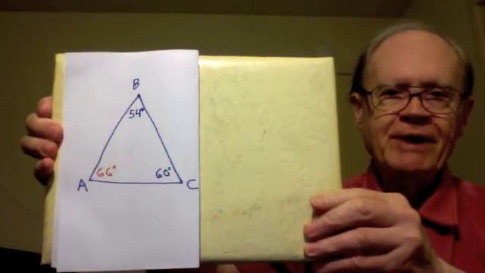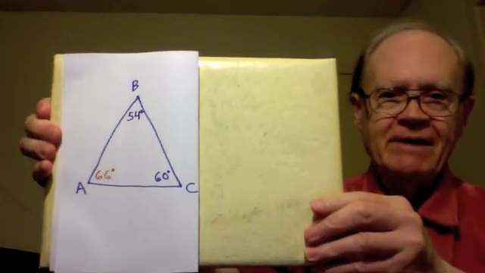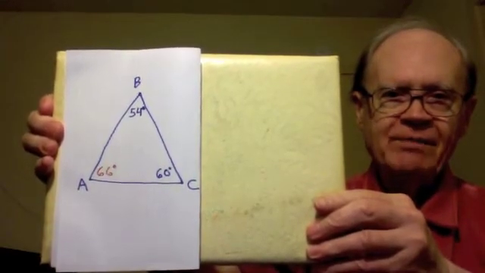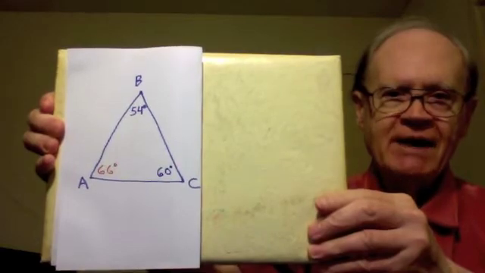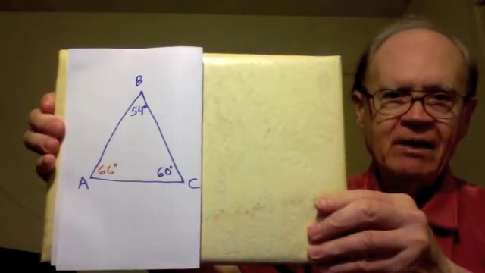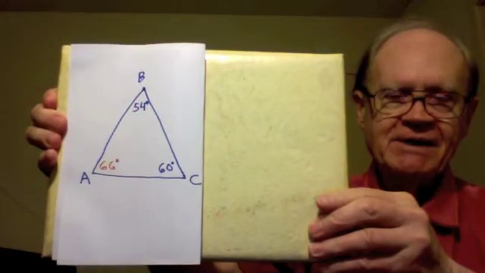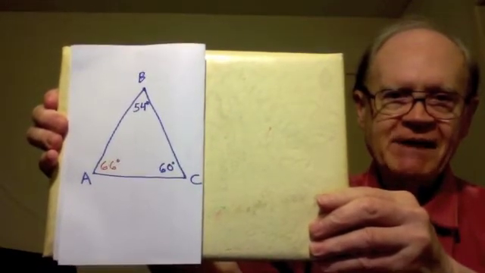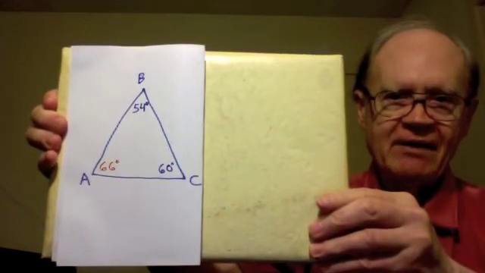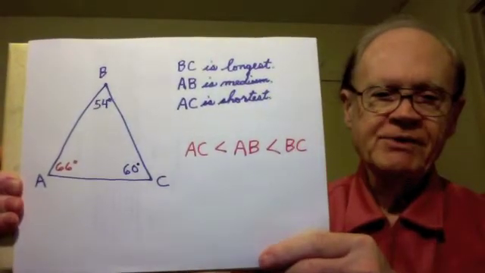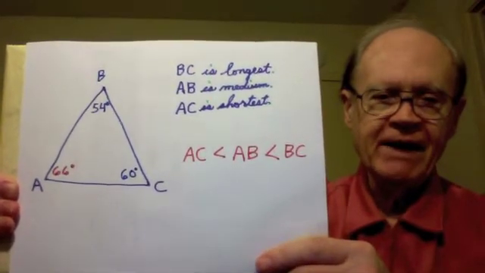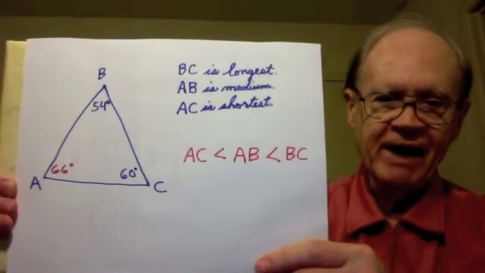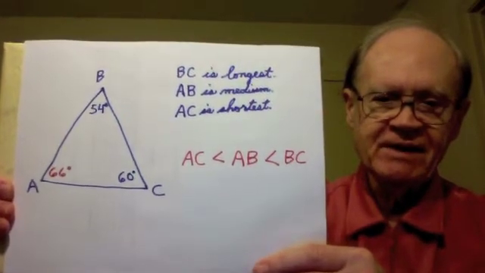Now the second thing that you need to know for this problem is that in any triangle that has unequal angles, the longest side is opposite the largest angle, the medium side is opposite the medium-sized angle, and the shortest side is opposite the smallest angle. And so in this triangle, since angle A is the largest of the three angles, the side opposite angle A, which is side BC, is longest.